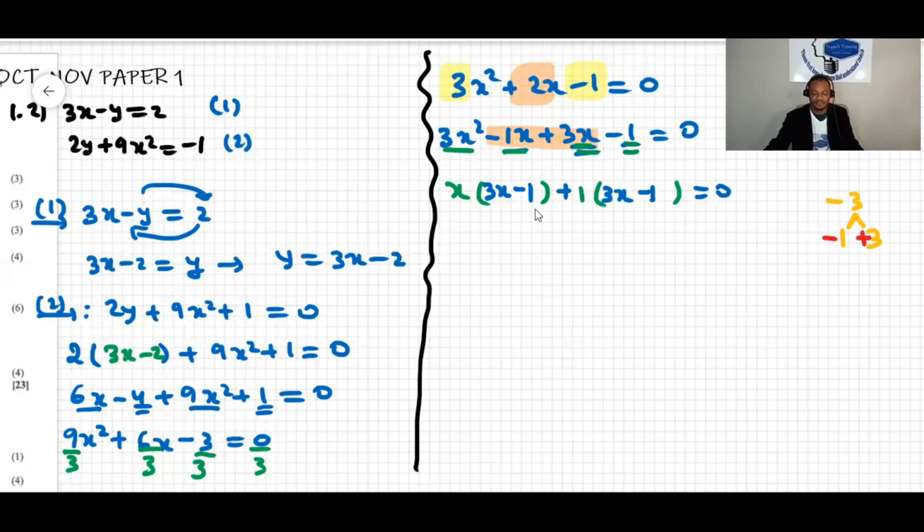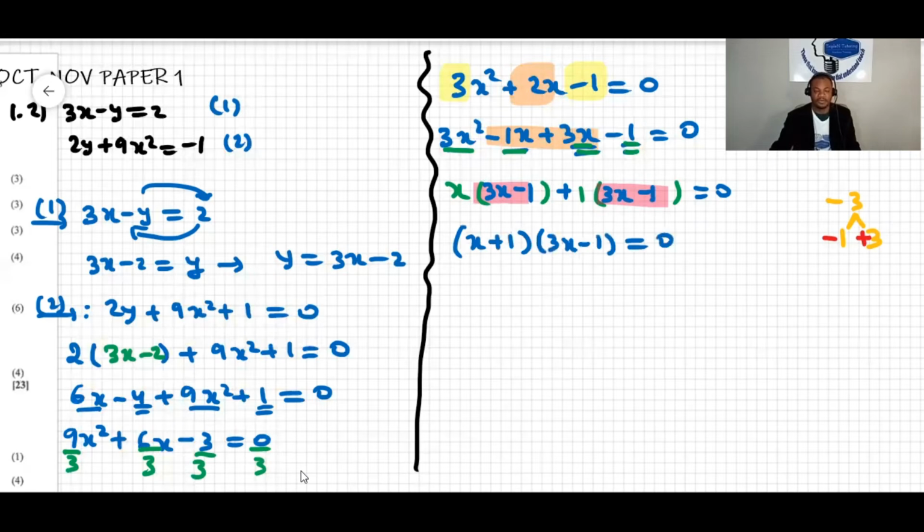So note this. You must always get this term and that term, these 3x minus 1 brackets, the same. It must always be the same. Otherwise, either we selected the wrong factors over here, or we factorized it wrong there. These two must always be the same. Now that we got them the same, we can factorize by saying we now have x plus 1 factors of 3x minus 1 equal to 0.